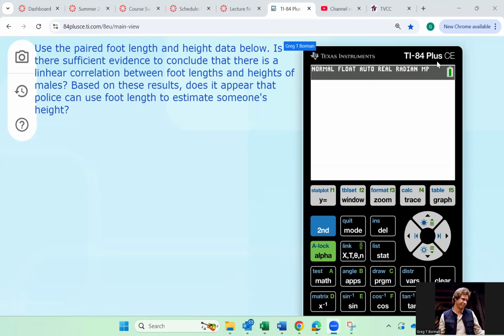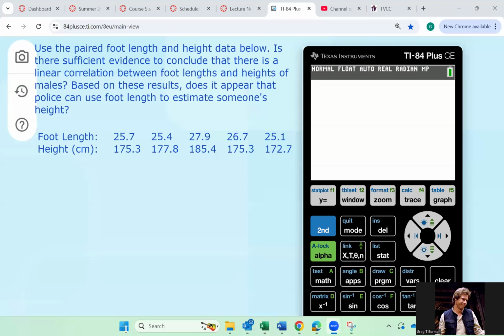Use the paired foot length and height data below. Is there sufficient evidence to conclude that there is a linear correlation between foot lengths and heights of males? Based on these results, does it appear that police can use foot length to estimate one's height? The foot length and the height are both in centimeters.